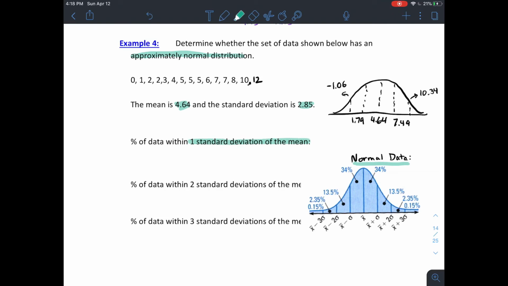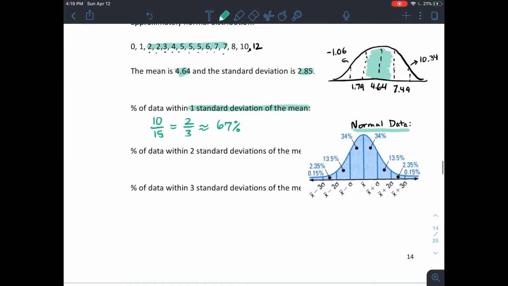So what percentage of this data set is within one standard deviation of my mean? So that's either one standard deviation below or above, so between 1.79 and 7.49. Those numbers highlighted in green fall in that range. If you count them up, that is 10 out of my 15 data values, which is 2/3 of them, or approximately 67%. If you compare that to a true normal distribution, 34 plus 34, 68% of the data values in a true normal distribution fall within one standard deviation. So that's actually pretty darn close.